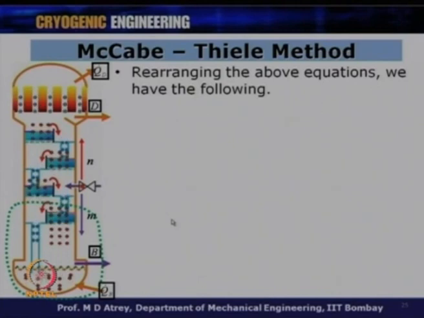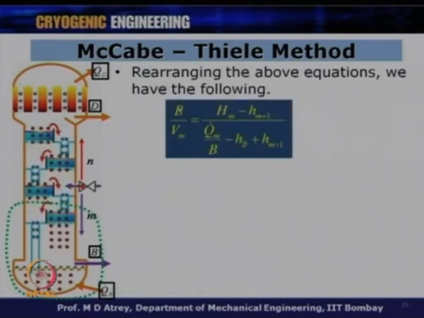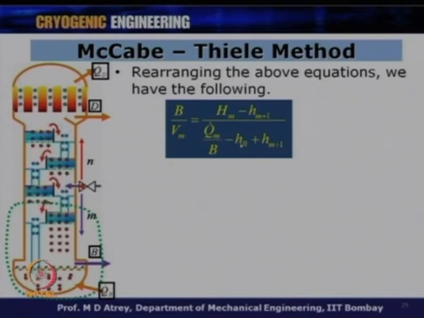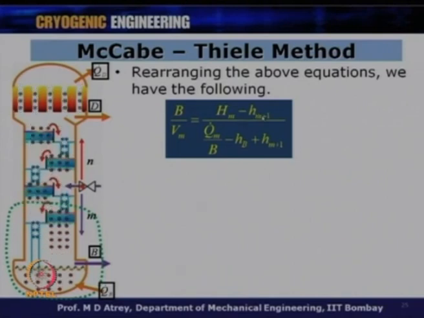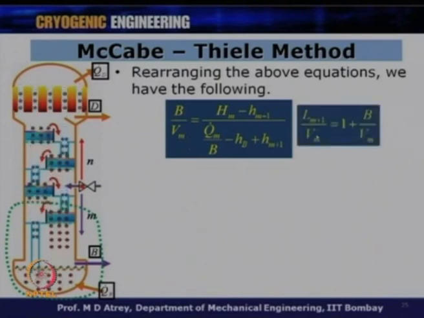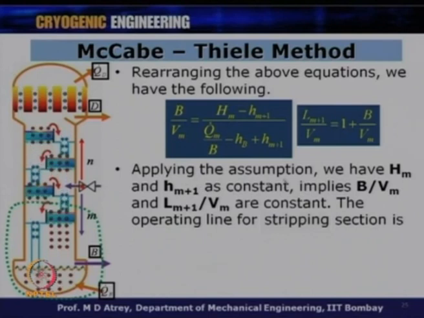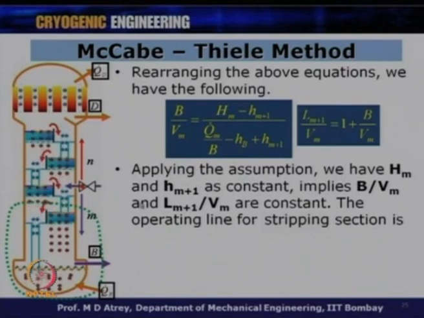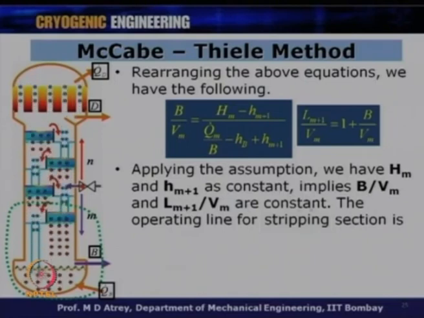Now, I will do similar rearrangements to what we have done in the earlier enriching section. Rearranging the above equations, we have the following. I will get B by Vm is equal to Hm minus Hm+1 divided by Qb upon B minus Hb plus Hm+1. And again we have a similar assumption that enthalpy values are independent of the molar fractions. We can again show that B by V is constant, and therefore, Lm by Vm also will be constant. Applying the assumption, we have capital Hm and small hm+1 as constant, which implies that B by Vm and Lm+1 by Vm are constant.